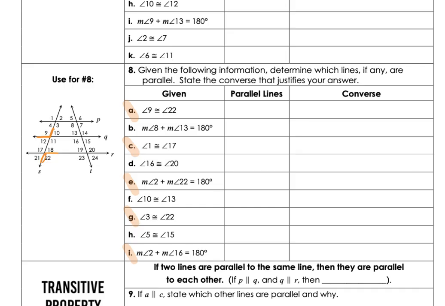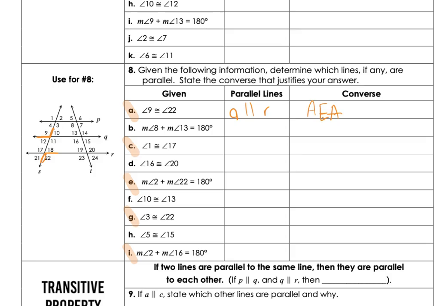Okay, so if it's 9 and 22, which 2 lines? Is it Q parallel to R? Yes. Okay, so Q is parallel to R. What type of angles are those? Look at your 9 and 22. Alternate exterior. Yes. AEA. Did you get that? Thank you.